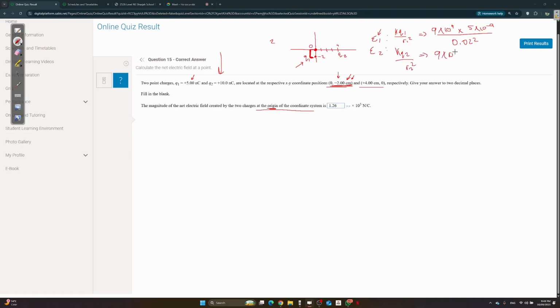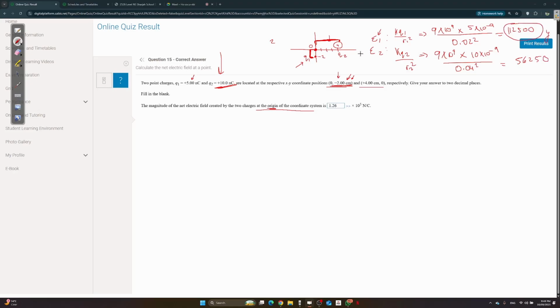Here, E2 is K Q2 over R2 squared. So 9 times 10 to the 9 times Q2, which is 10 times 10 to the minus 9, all over the distance. What's the distance between this 0 and this 4? 4 centimeters. But do I put it as 4? Nope. So put it as 0.04 squared. This is going to give you E1, which is equal to 112500. This is going to give you E2, which is 56250. Now this is in the x direction.